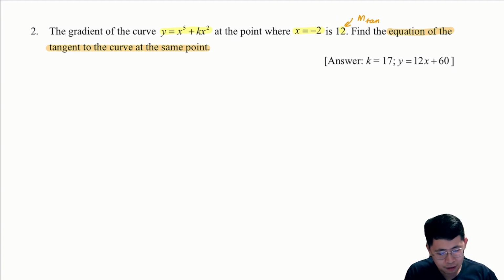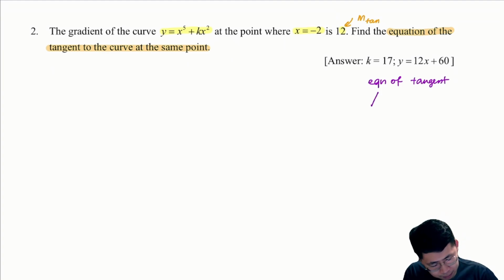Okay, all right, so let us do some planning over here. So what do we need? We need the equation of tangent. Now here, what do we need? We are going to need the point, correct? And what's the point?